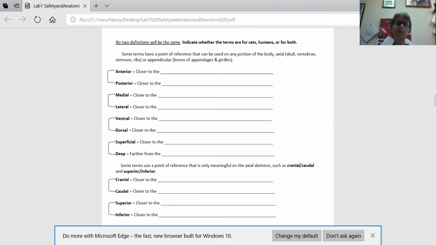And then you're going to be defining these terms. Some of these terms refer solely to the cat. For example, cranial caudal, because caudal is referring to the tail end. Clearly we don't have a tail end, so that's the cat. Also the dorsal ventral, the top and bottom, that's also referring to the cat. The rest we can use for either the cat or the human.